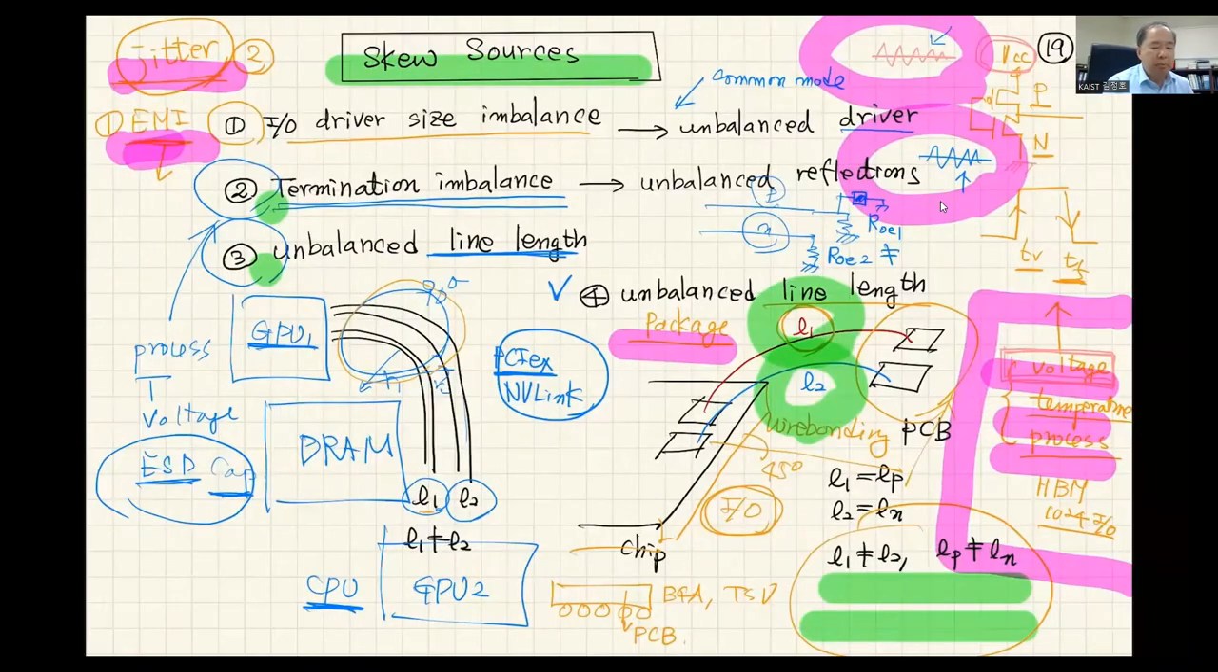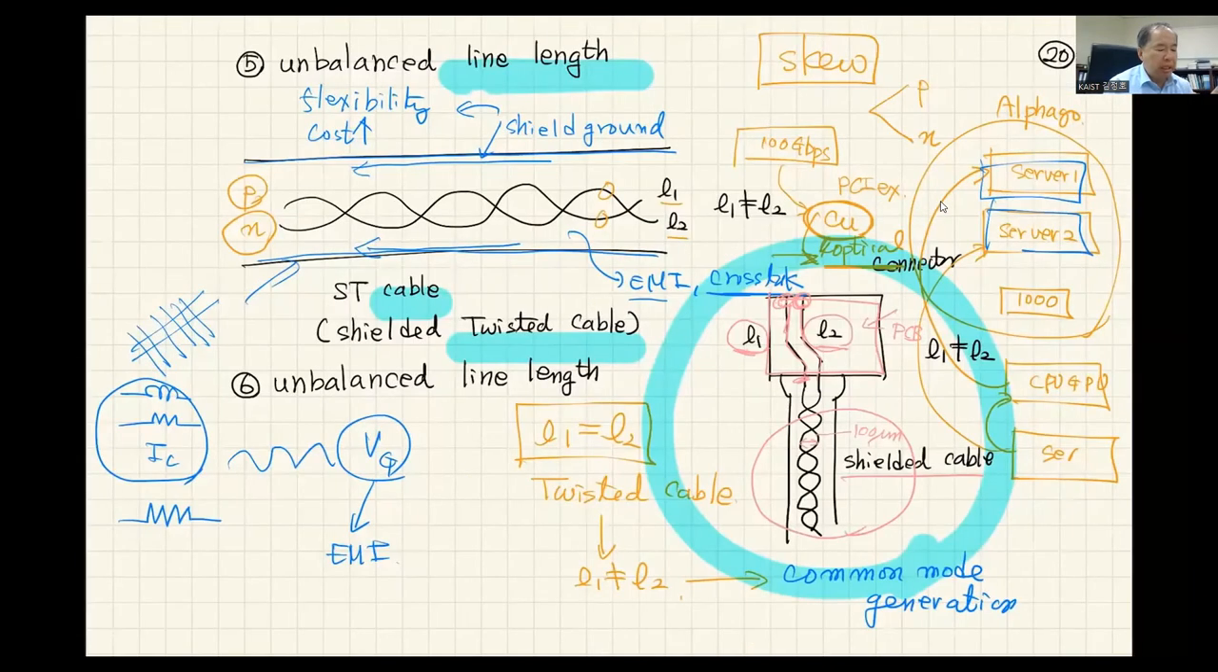So I'm still talking about sources of skew. First one is IO drive size imbalance. Second one is the termination imbalance. Third one is line length imbalance. And the fifth one is, I would say, coming from cable.